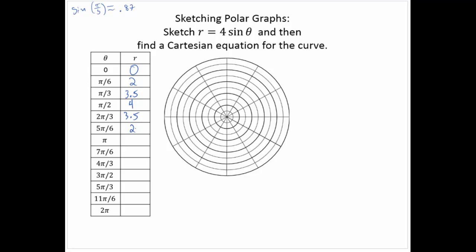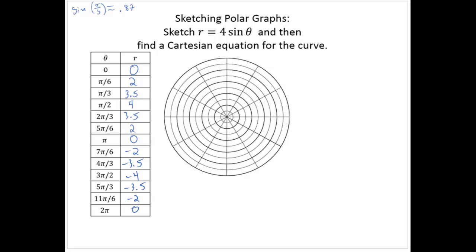And then the sine of pi is 0, and so our value would be 0. 7 pi over 6, the sine is negative 1 half, so multiplying by 4 would be negative 2. 4 pi over 3, the sine is negative 0.87, multiplying by 4 would be negative 3.5. 3 pi over 2, the sine is negative 1, multiplying by 4 is negative 4. And similarly, we would get negative 3.5, negative 2, and back to 0.